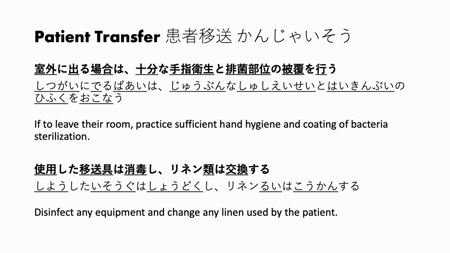So when a patient has to leave the room or be transferred somewhere for whatever reason, it says, 室外に出る場合は十分な手指衛生と接触部位の被覆を行う. This translates to, if leaving their room, practice sufficient hand hygiene and covering of contact areas. So essentially, there needs to be thorough hand hygiene and disinfecting of areas that may have come into contact with the patient. It also says, 使用した移送具は消毒し、リネン類は交換する. This translates to, disinfect any equipment and change any linen used by the patient.